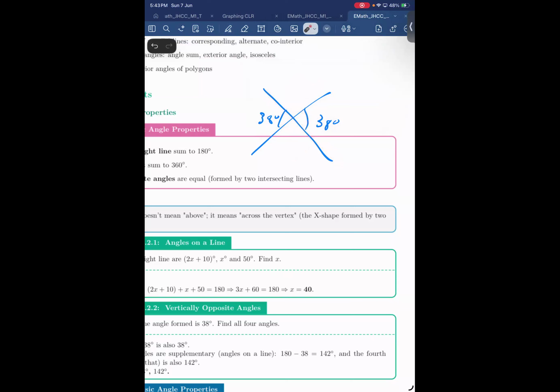Another way you could do it is to notice that these two angles are actually the same. Then you can just take 360 degrees, which is angles at a point, minus 38 degrees, minus 38 degrees, and divide by 2, because they're the same angle. So you subtract these, then divide by 2, and you get one of these angles. That's one other way to do it.